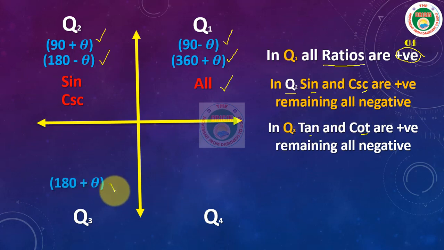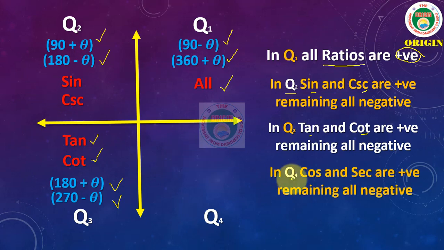What are the angles here? 180 plus theta and 270 minus theta. These two angles are existing. And what are the trigonometric ratios existing here? Tan and its reciprocal cot. These two are existing. That means these two ratios are positive. All the remaining ratios are negative.